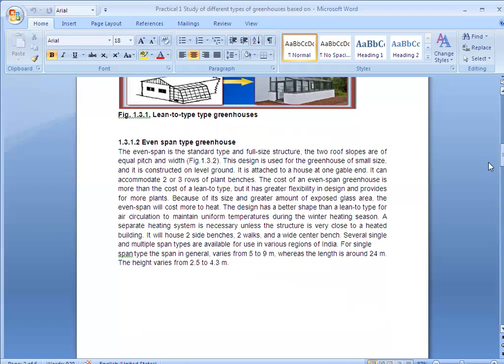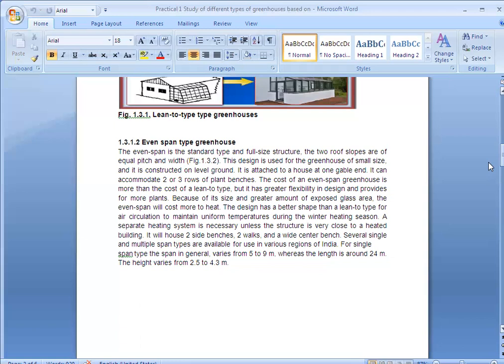The cost of even span greenhouse is more than the cost of a lean-to type, but it has great flexibility in design and provides for more plants because of its size and greater amount of exposed glass area. The even span will cost more to heat. The design has a better size than a lean-to type for air circulation to maintain uniform temperature during the winter heating season. A separate heating system is necessary unless the structure is very close to a heated building.